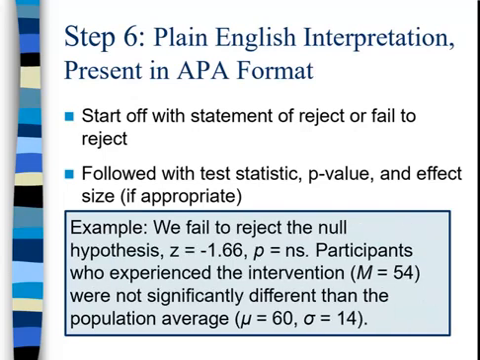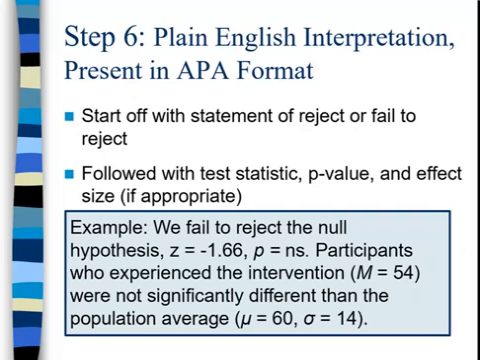Now you might recall that on the RADS example, we failed to reject the null, right? So that's the very first thing we should write. We failed to reject the null hypothesis, followed by a comma. z equals negative 1.66, right? That's the statistical test we ran. And then I follow that with a comma. p equals NS. Again, you could say p greater than 0.05. I just typically use the convention of p equals NS. And note what's missing here, right? No Cohen's d, right?